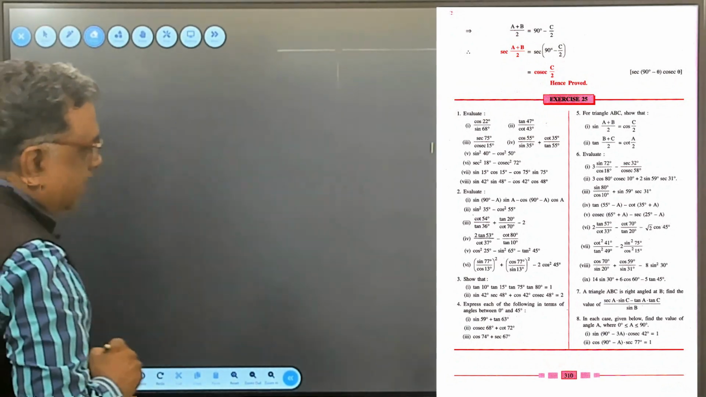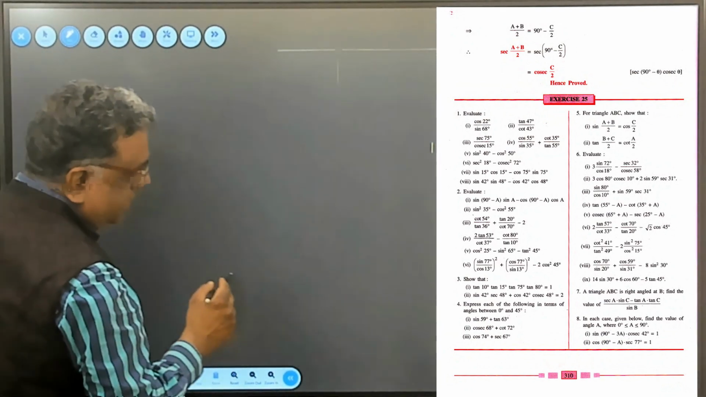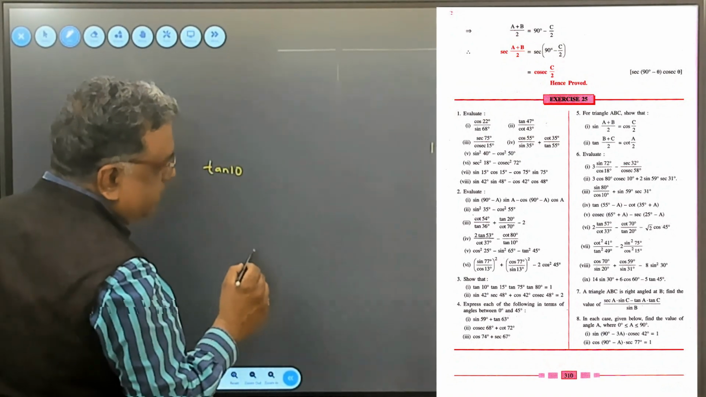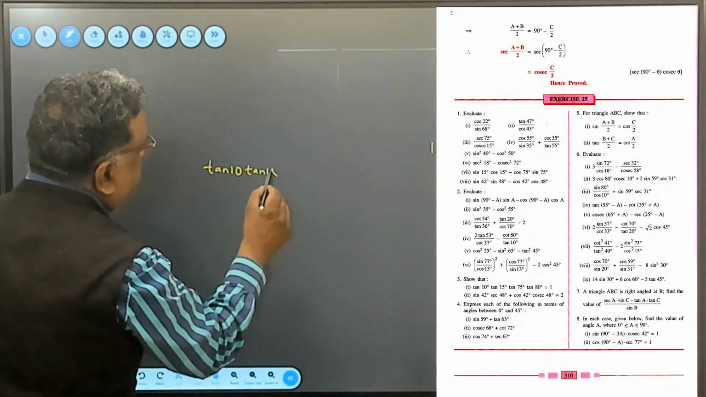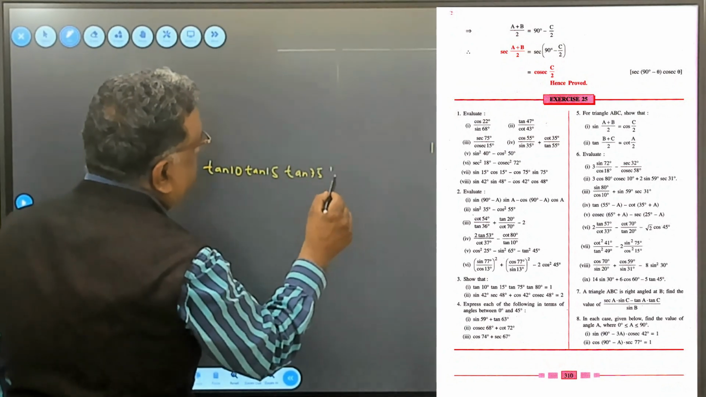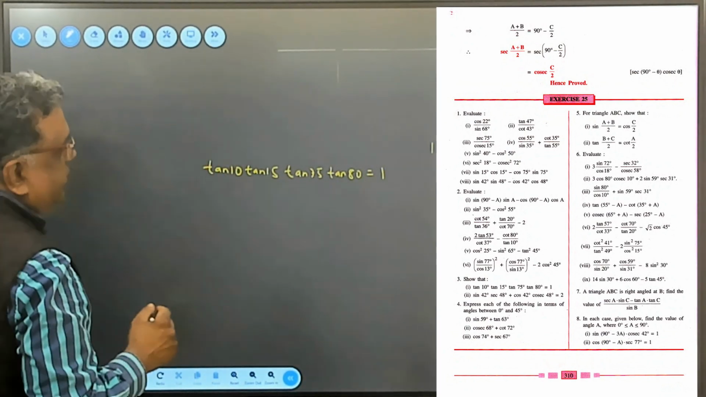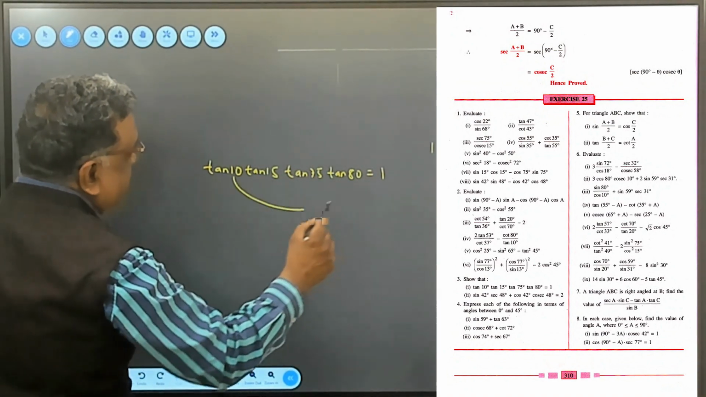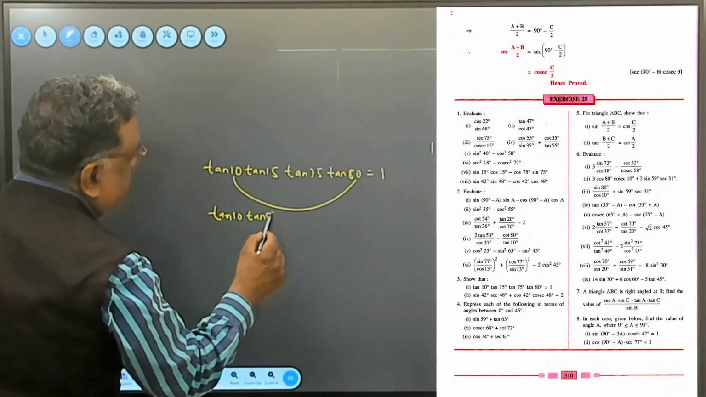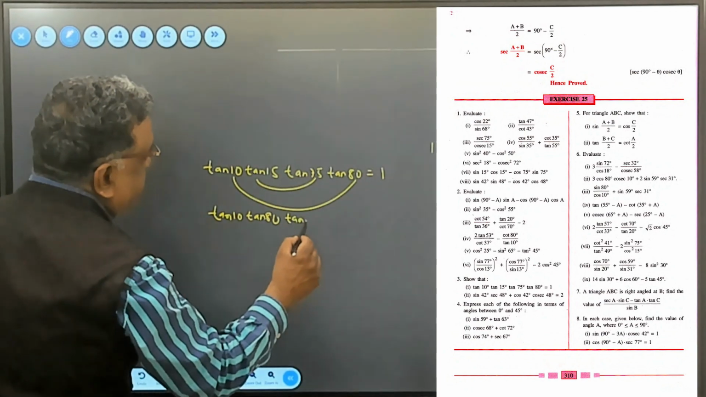Show that tan 10, tan 15, tan 75 and tan 80 is equal to 1. So I'll use the funda of complementary angles. This 10 and 80 become complementary, so I will write them together: tan 10, tan 80. I have to prove this is equal to 1. And these two are complementary, so I will write them as tan 15 and tan 75.